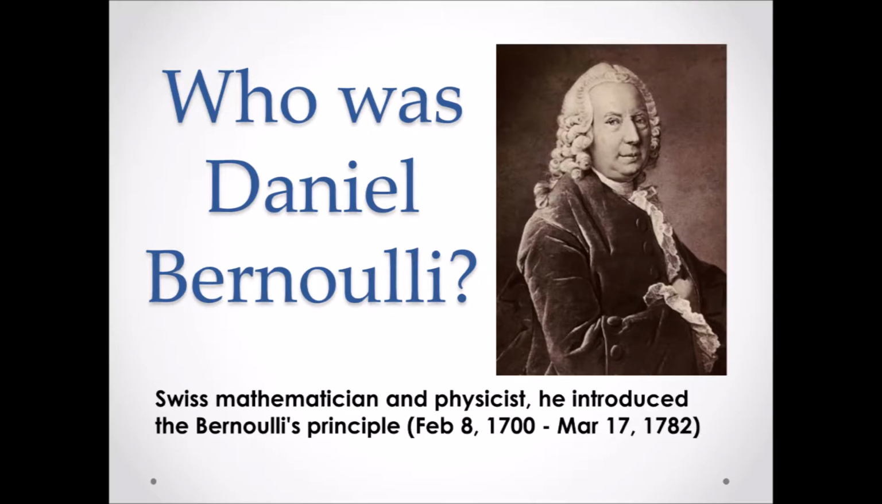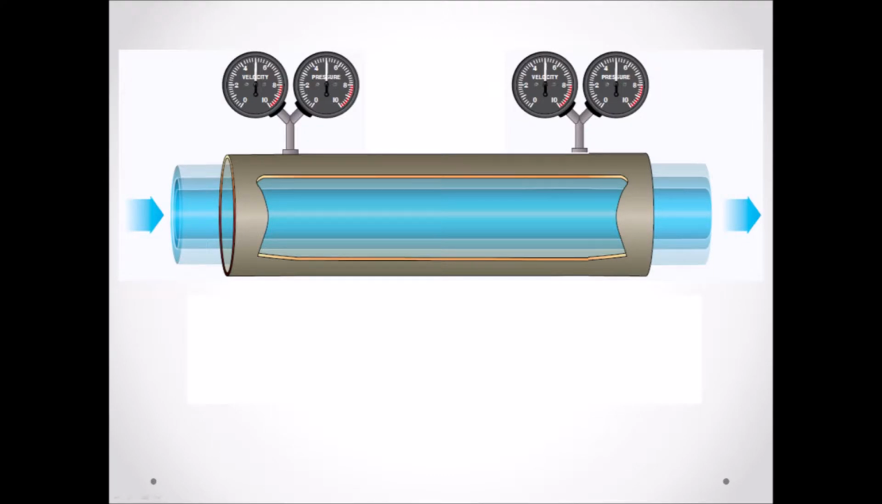who was a mathematician and a physicist of the 18th century. Let me tell you, he did not invent the airplane, by the way, but he came up with an idea of how fluids behave. He said, if a fluid is flowing inside a cylindrical and straight pipe, the pressure and speed at the beginning of the pipe will be the same as the pressure and speed of that fluid coming out at the other end of the pipe.